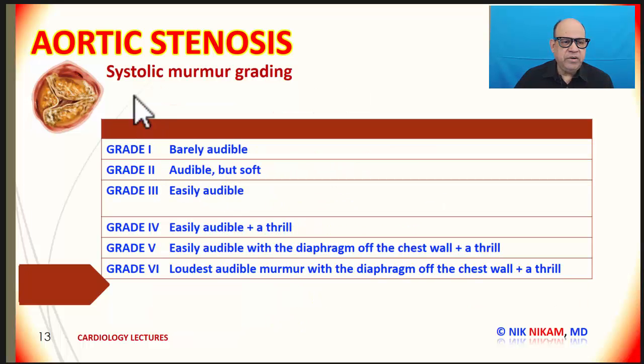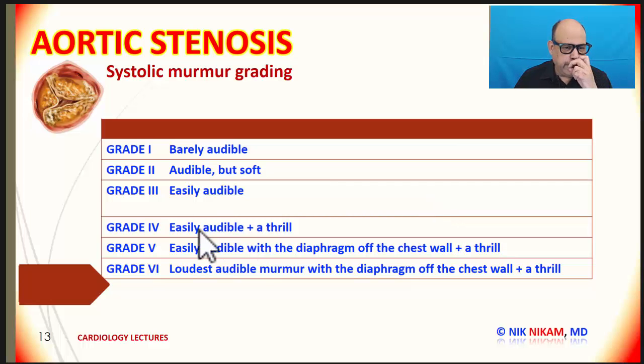Now let's talk about systolic murmur grading. The aortic stenosis murmur is graded from grade 1 to grade 6. The first 3 grades have no thrill, and if you feel a thrill, then it could be grade 4, 5 or 6. Grade 1 is barely audible, grade 2 is audible but is soft, and grade 3 is a clear-cut ejection systolic murmur with a crescendo, decrescendo type of murmur.